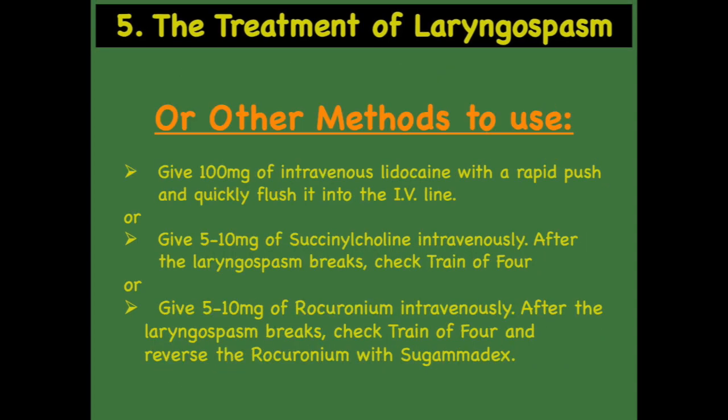The other methods that we can use that are going to be a lot more invasive are to give IV lidocaine, 100 milligrams, in a rapid push to release and relax the laryngospasm. We could give 5 to 10 milligrams of succinylcholine. We're going to talk about that just a little bit later. Or now, because of a new reversal agent for rocuronium, you could give 5 to 10 milligrams to break the laryngospasm. But one of the best things to do is to use Larson's maneuver and positive pressure to break that spasm. Larson's maneuver works very, very well for the patient.